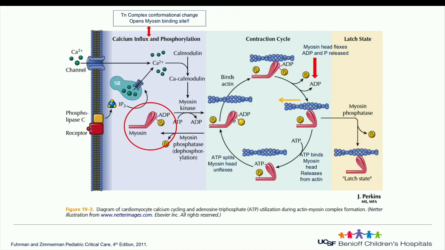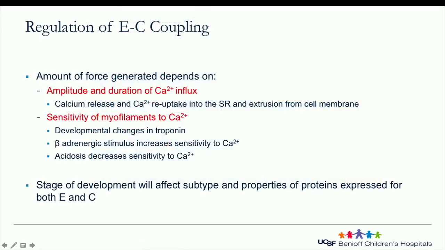The myosin head binds to and splits ATP, which allows it to release from actin, subsequently unflex and be available for the next crossbridge formation. And important to remember that the release of the actin and myosin crossbridge is an ATP-dependent process. So you can imagine there are many factors that regulate excitation-contraction coupling.